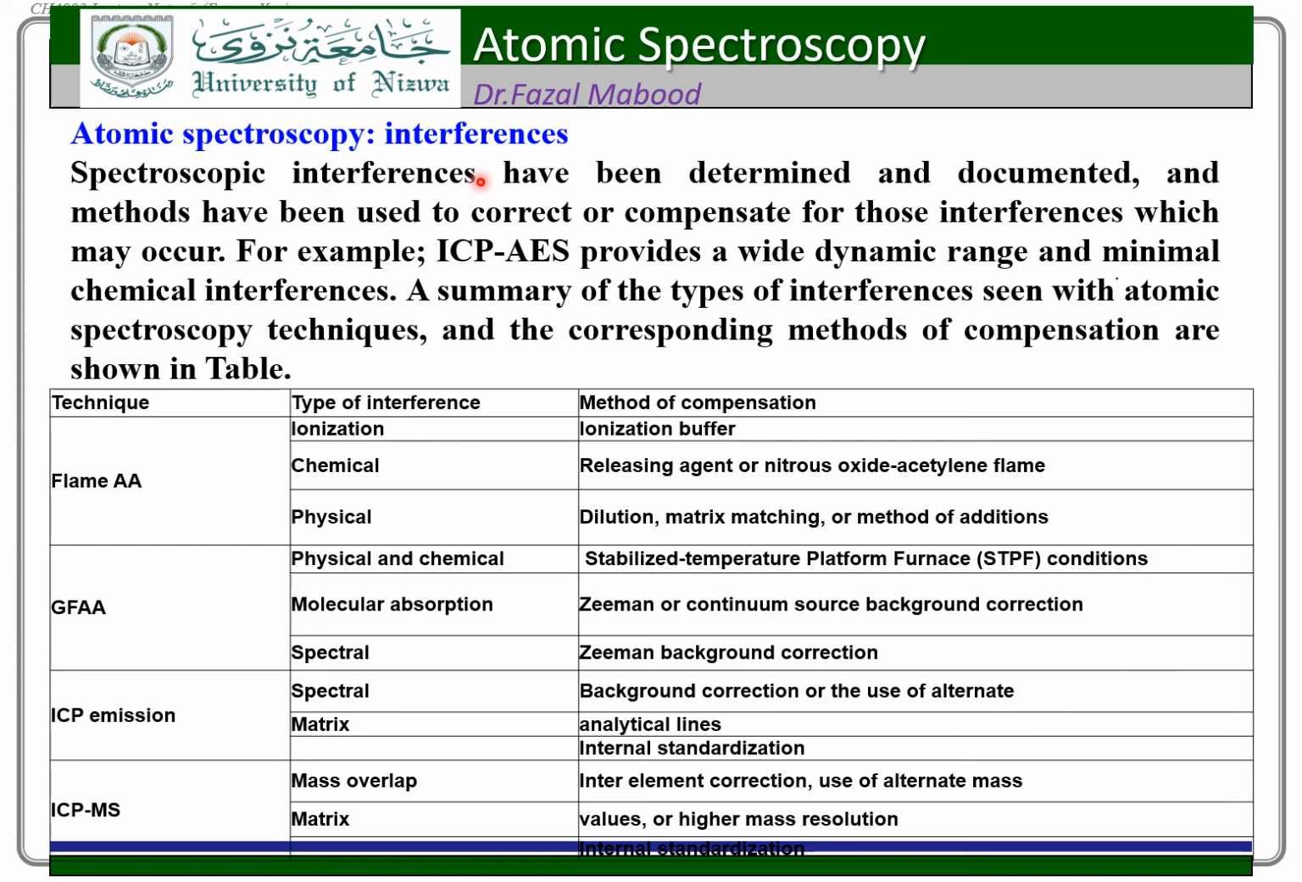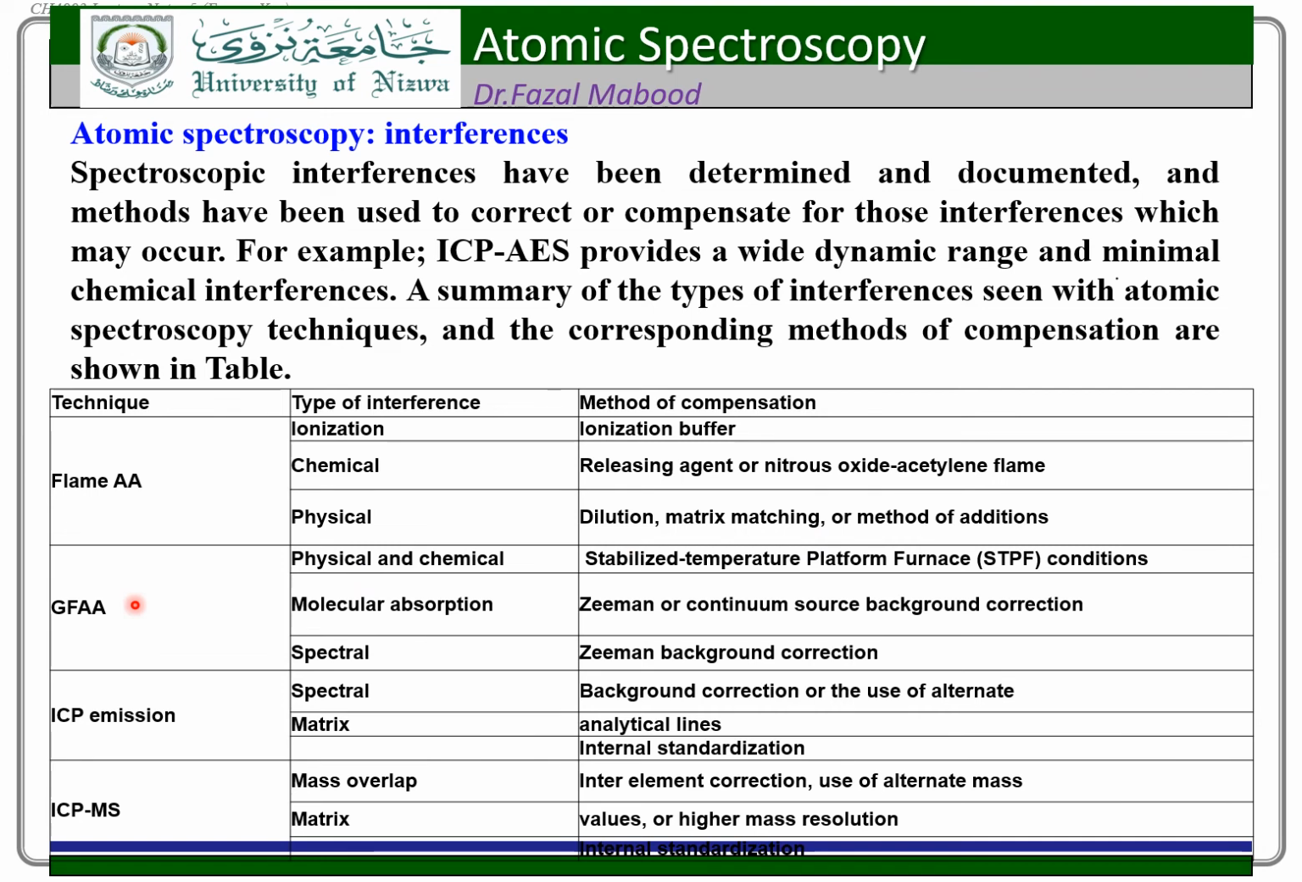Interferences in atomic spectroscopy: type of interference and method of compensation. In flame atomic absorption spectroscopy, the types of interference are ionization interference, chemical interference, and physical interference. Ionization interference we can reduce with the help of an ionization buffer. Chemical interference we can reduce with the help of a releasing agent or nitrous oxide acetylene flame. Physical interference we can reduce with dilution, matrix matching, or the method of additions.